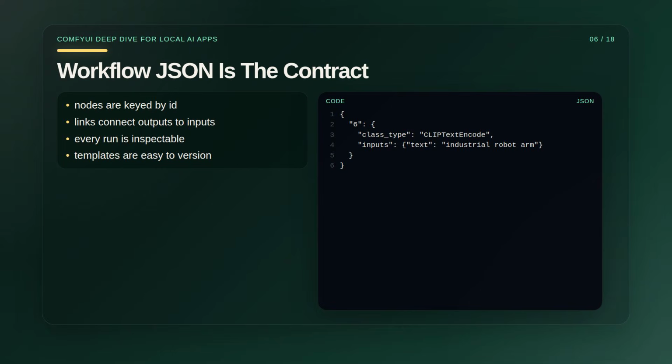Now, we get to the real contract, workflow JSON. Every node has an ID, a class type, and an inputs map. Links are explicit. That means workflows are easy to inspect, diff, template, and generate from code. So the goal is not to draw graphs by hand forever. The goal is to create stable workflow templates your app can fill in safely.